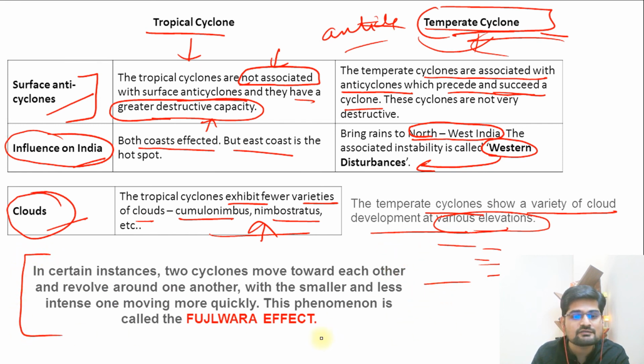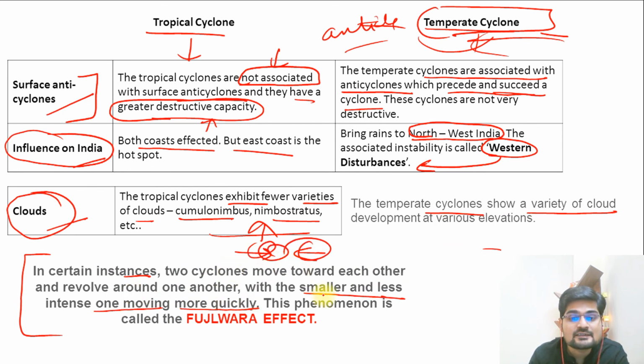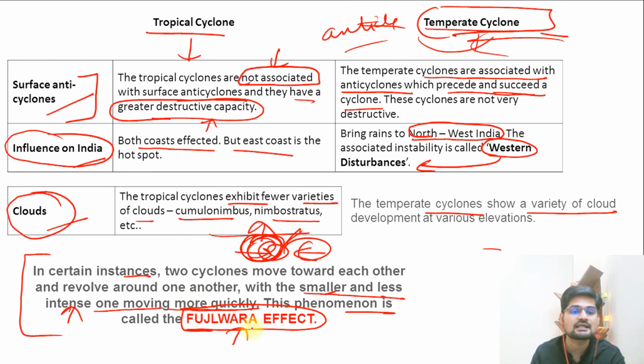So remember this, what is the Fujiwara effect? This is one interesting topic. So in certain instances, what happens? Two cyclones move toward each other. Remember, one cyclone is coming here, other is coming here, and they revolve around one another. So what happens? The smaller and less intense one moves more quickly. Remember, which is smaller and which is less intense moves more quickly. This phenomenon is called the Fujiwara effect. So this is one effect that we need to remember when two cyclones are actually meeting.